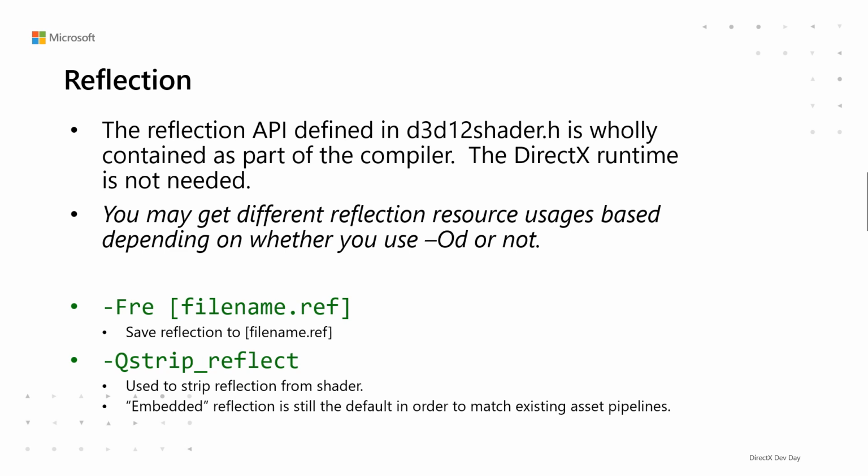It's worth noting that by default, we leave reflection embedded in the shader file. We do this so that we can match existing behavior. We have a lot of asset pipelines out there that expect the reflection to be saved as part of the shader, so we left that as the default. But you can simply use -Qstrip_reflect, and that will keep the reflection data from being embedded in your shader and then saved to an external file.